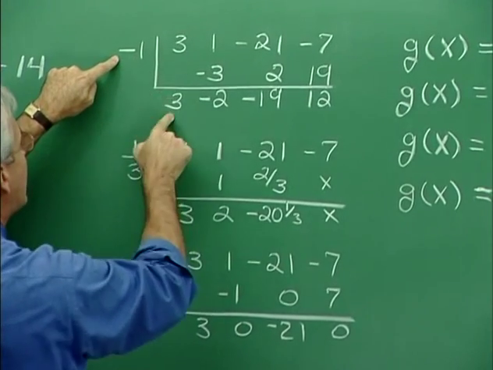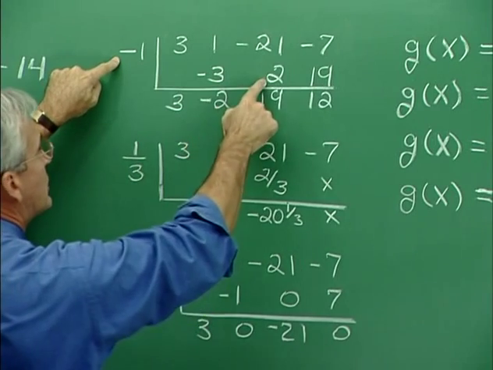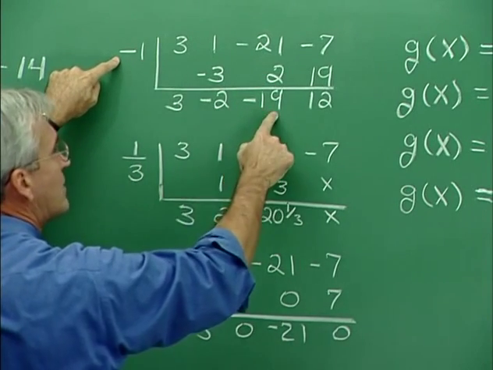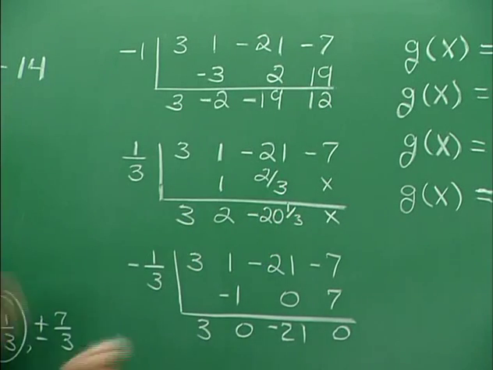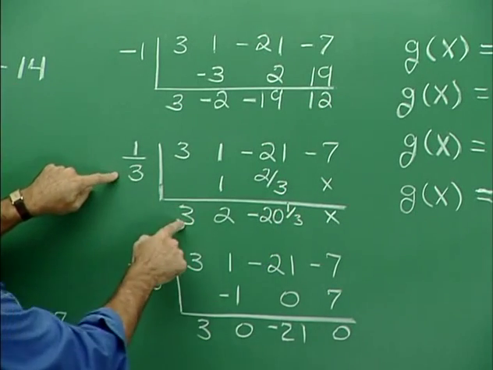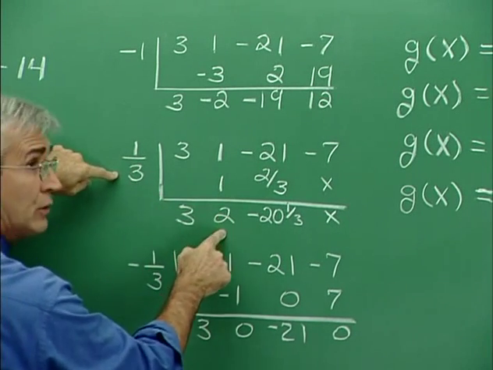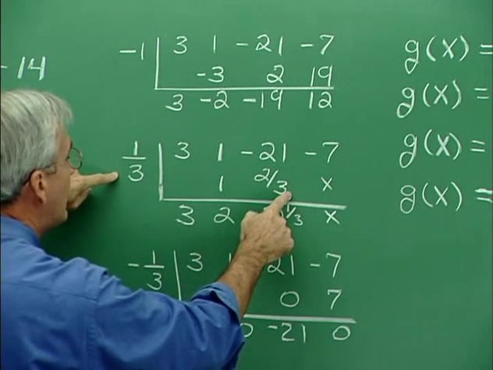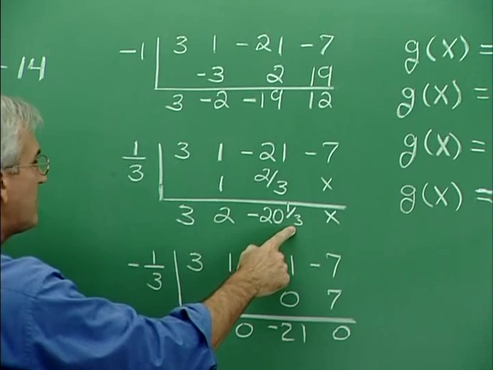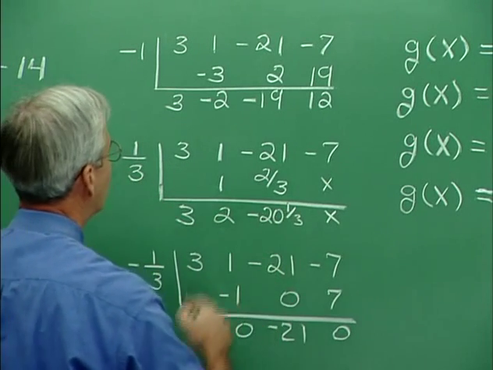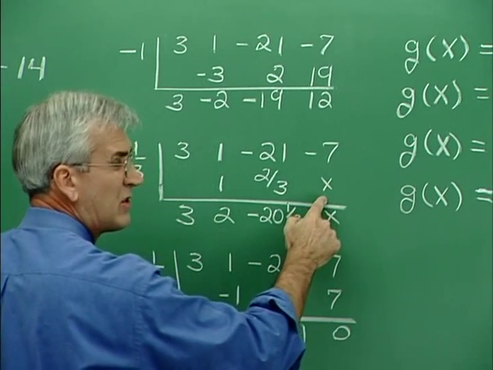So -1, bring down the 3, -1 times 3, -3, together -2. -1 times -2, 2, together -19. -1 times -19, 19, together 12. So not a zero. All right, then 1/3. Bring down the 3. 1/3 of 3 is 1. That's nice. 1 and 1, 2. Uh-oh. 1/3 times 2, you see, is 2/3. And then 2/3 with -21 is -20 1/3. Messy, messy, messy. 1/3 of this, oh, it's roughly -7. And so this just isn't going to work out.